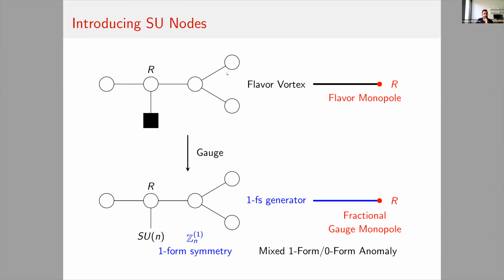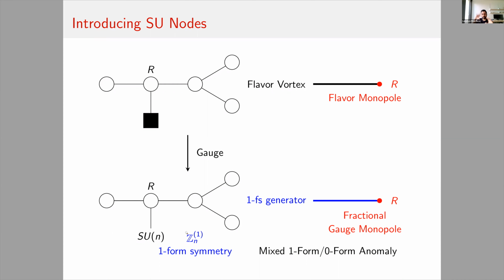Okay, so first of all, I want to slightly go beyond unitary gauge nodes. I want to start introducing special unitary gauge nodes. The way I'm going to envision doing it is that I take the flavor box that I have, and I just gauge it by an SU(N) gauge group over here. So I obtain some SU(N) gauge group. What happens during this process is that I generate a one-form symmetry typically.